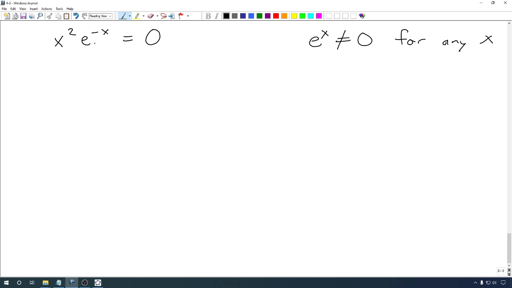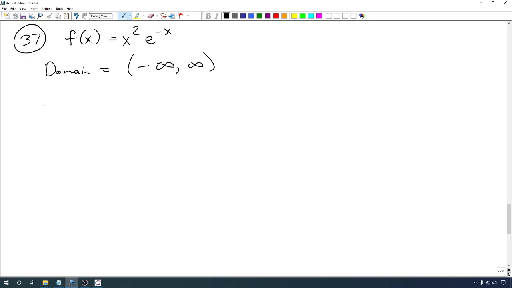We will frequently run into problems where we set something times an e to some power equals 0. The e to the some power can never equal 0. If you have a problem like this, you can immediately take that part out. This can only be 0 when x squared is equal to 0. That's a hard, fast rule. And that saves us a ton of work, because we can immediately solve that to get x equals 0.